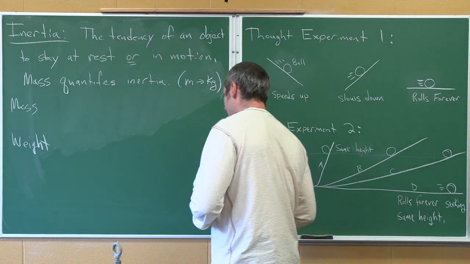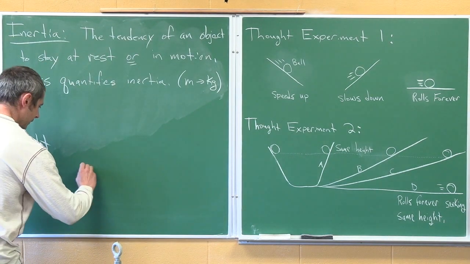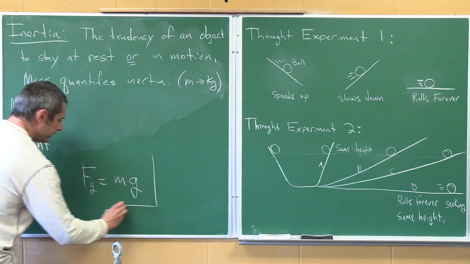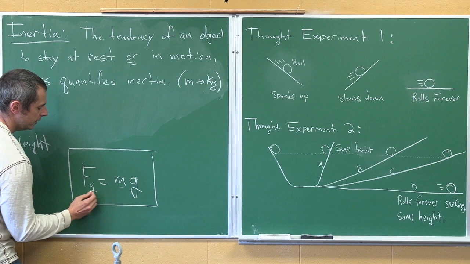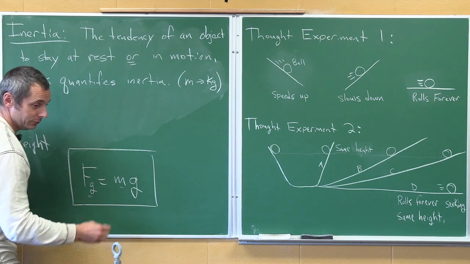And then the last thing, I don't know if our journey back in time had this equation, but on the homework, you may need this. This is the relationship between mass and weight, okay? And this would be 9.8.